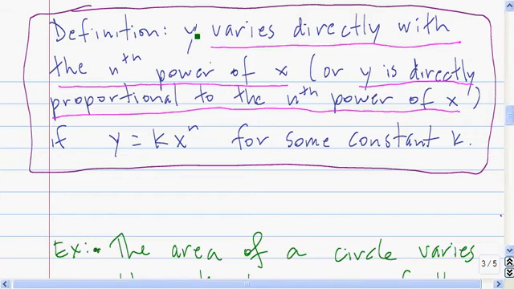Okay, so y varies directly with the nth power of x. It's equivalent to say that y is directly proportional to the nth power of x. And what that means is that y is equal to k times x to the power of n for some constant k, right? And the constant k is going to depend on the situation. All right, so press pause to make sure you get that definition down.